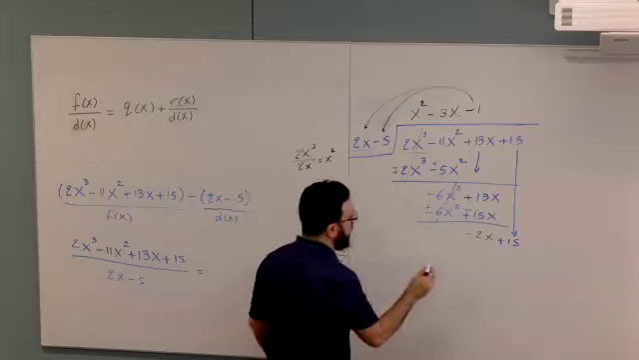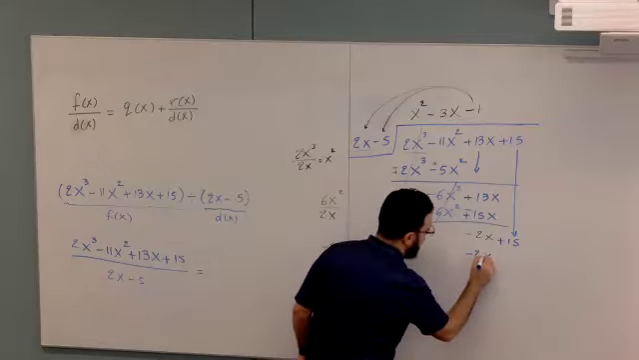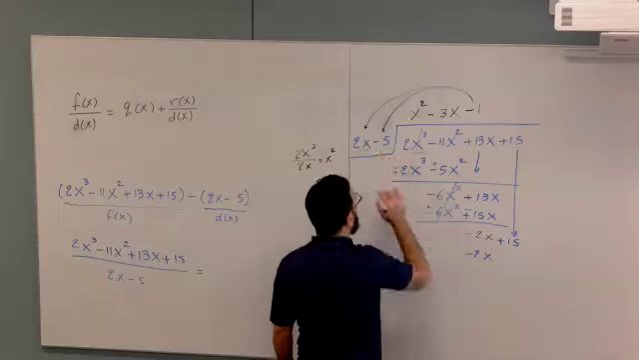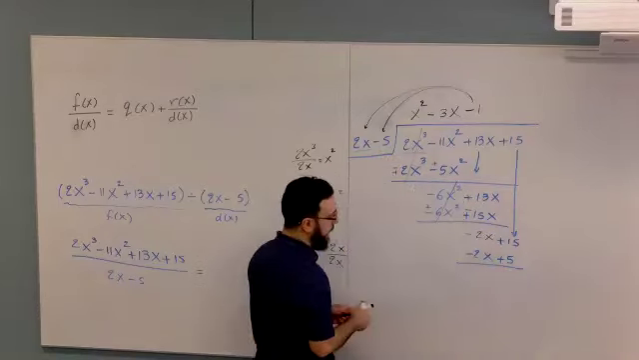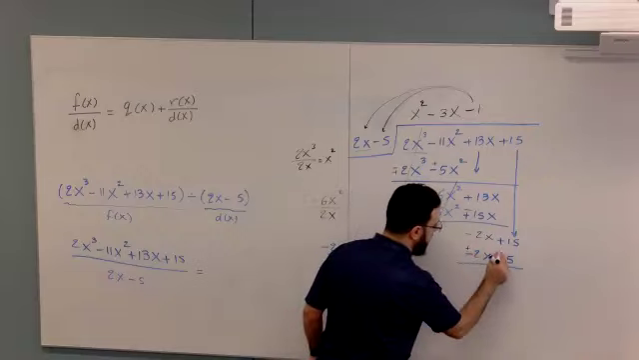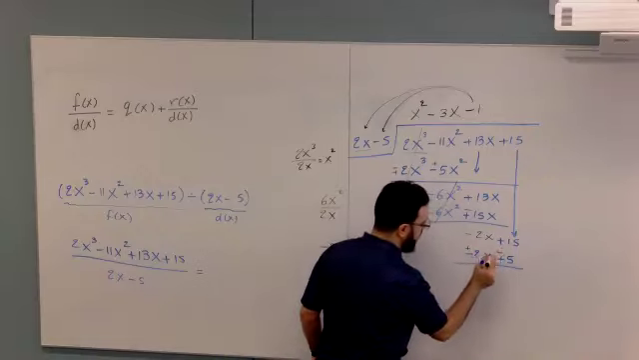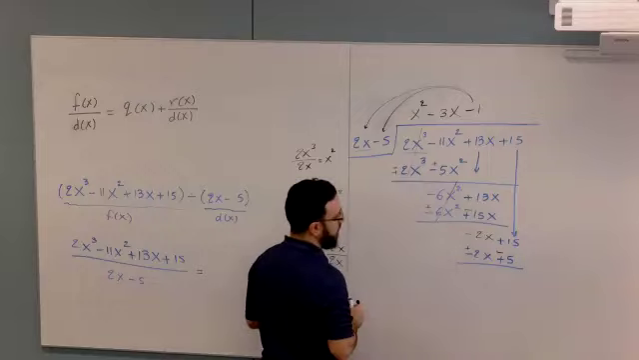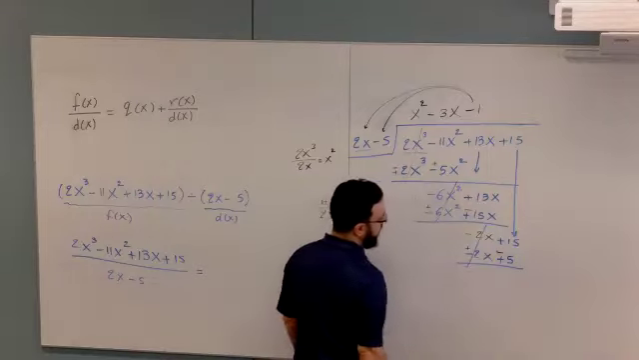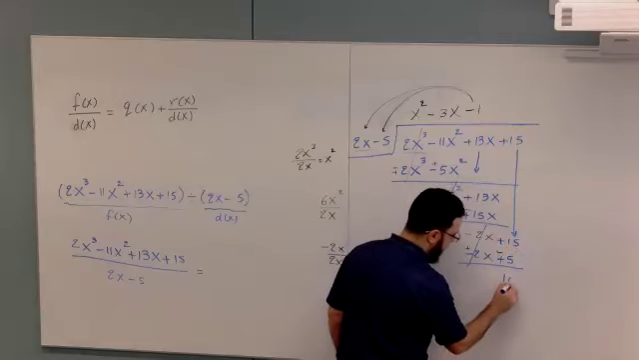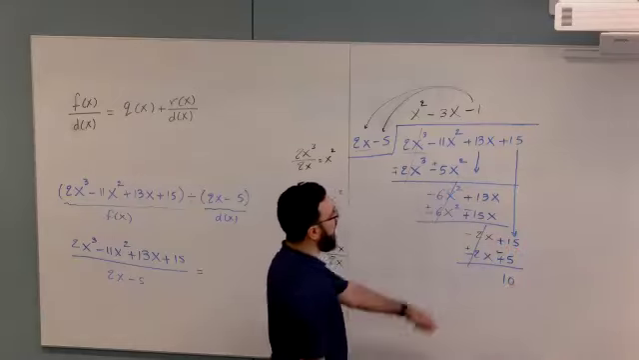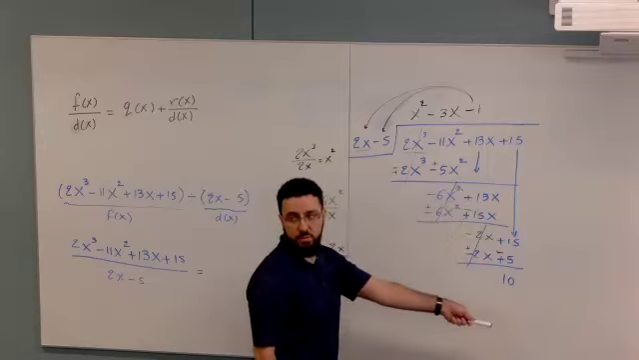So negative 1 times 2x will be negative 2x. Negative 1 times negative 5, and change the sign to plus. This one's going to be minus. This one's going to be cancelled. Now 15 minus 5, 10. I have another term to bring it down.